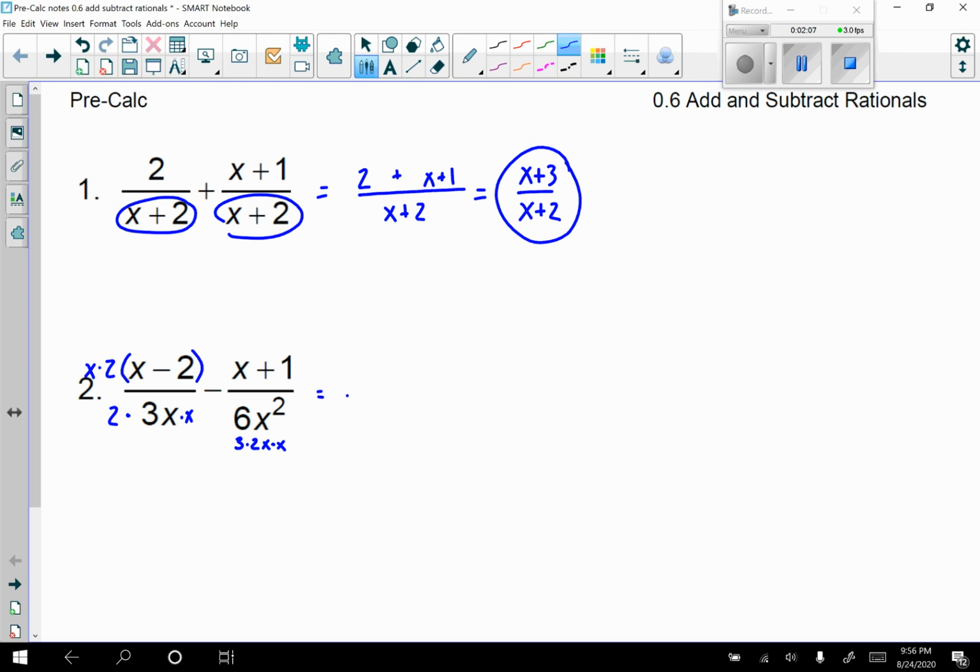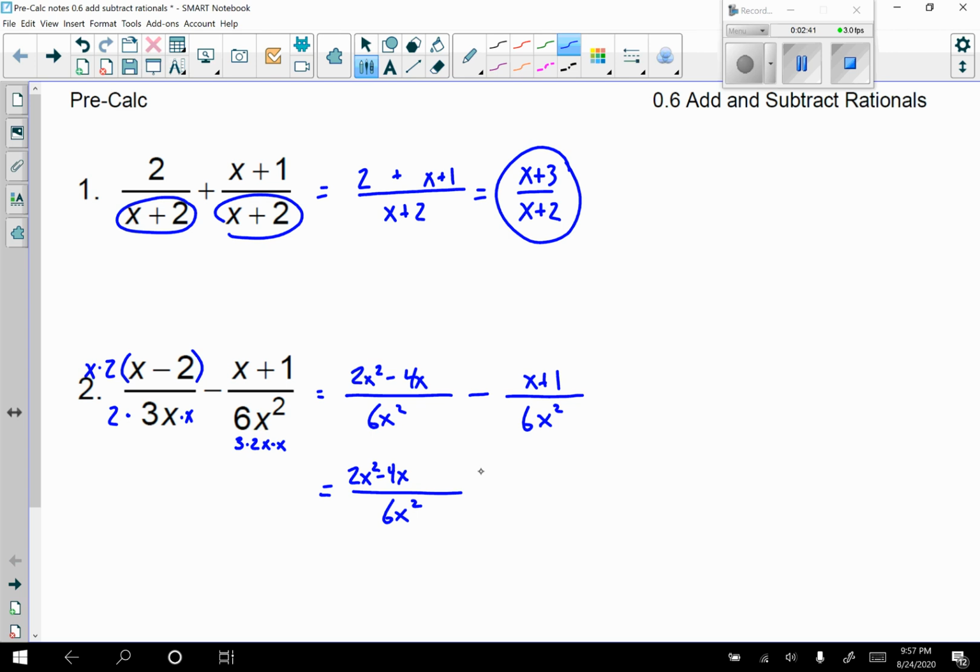What that gives us is, for the first fraction, we're going to have a 6x squared, and it's going to be 2x times an x minus 2, but you can distribute that out. That's 2x squared minus 4x. Subtract on this one. Add and subtract. Same thing with the common denominator, but watch out for what we do here with the subtraction. 6x squared is the denominator, x plus 1 is the numerator. All right, so when we add or subtract, we keep the denominator, 6x squared. In the numerator, we have 2x squared minus 4x.